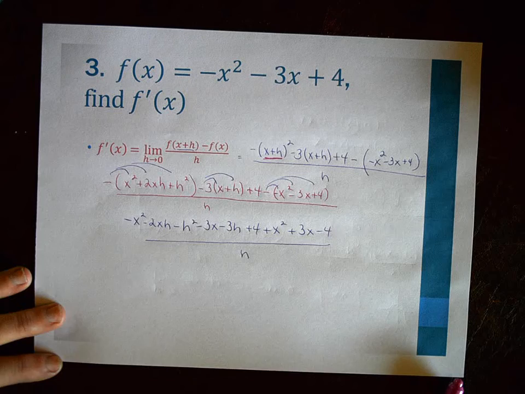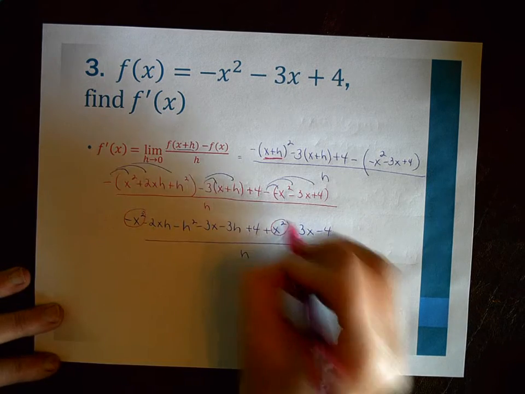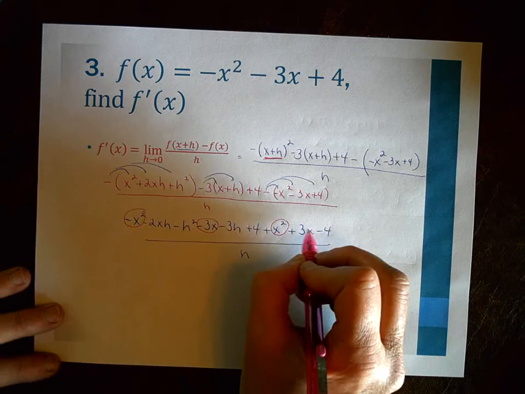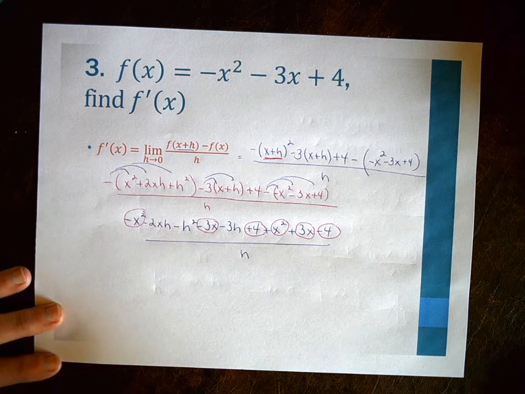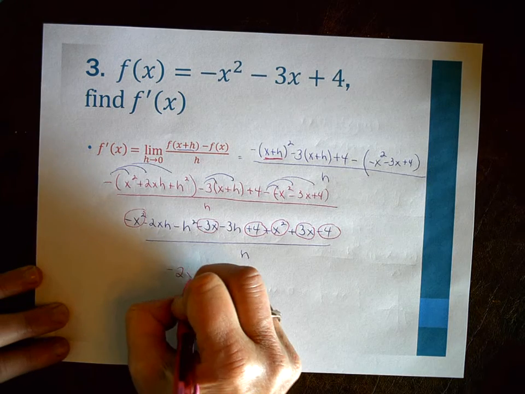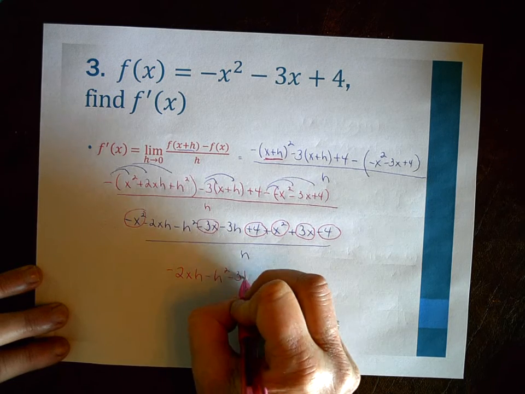Again, you should see a ton of things cross cancel. So I'm going to just circle it. That cross cancels, that cross cancels, and that cross cancels. I think that's the only thing. So we have left negative 2xh minus h squared minus 3h all over h.